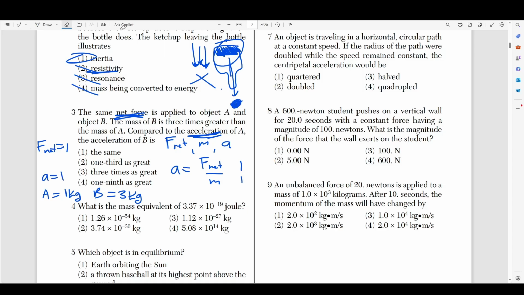Now, let's do the same for B. Our F net is going to stay the same because it's the same force, but our mass is now 3. So our acceleration is actually going to equal 1/3. And here it's asking compared to the acceleration of A, the acceleration of B has to be 1/3 as great.